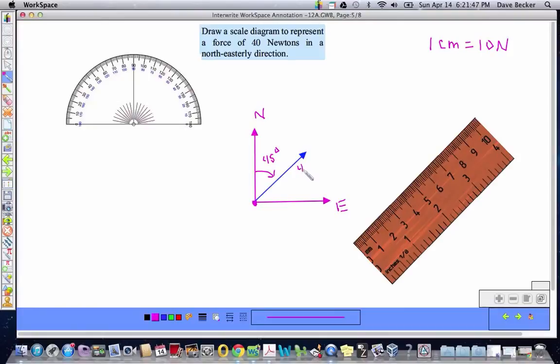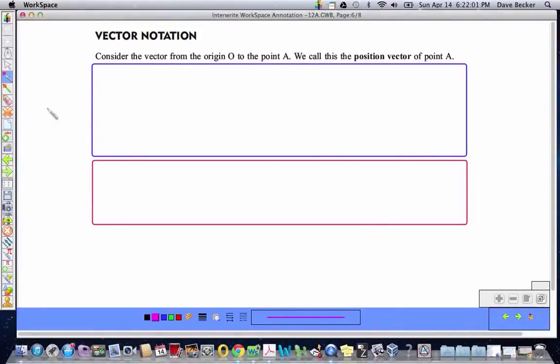I guess we could write 40 newtons on here too if we wanted. All right. But since it's 4 centimeters long and each centimeter represents 10 newtons, then it's 40 newtons. I think you get the idea there. That's not so bad. Vector notation, very important.